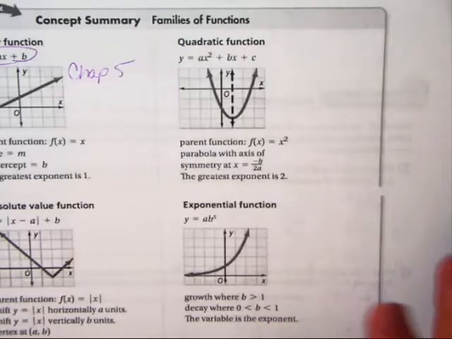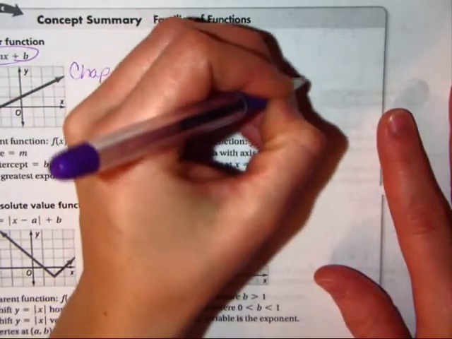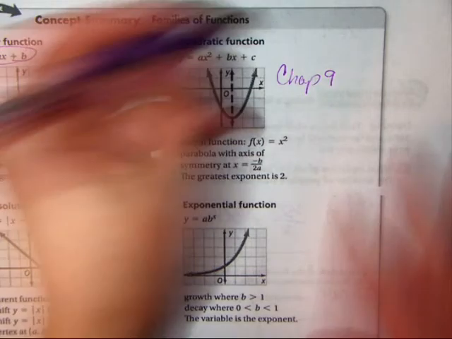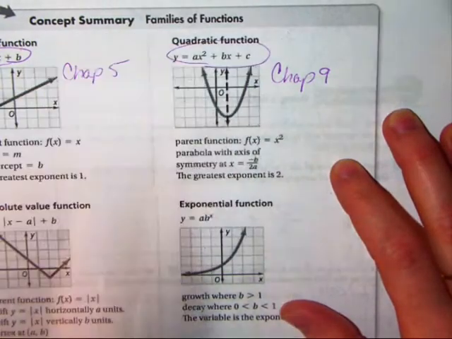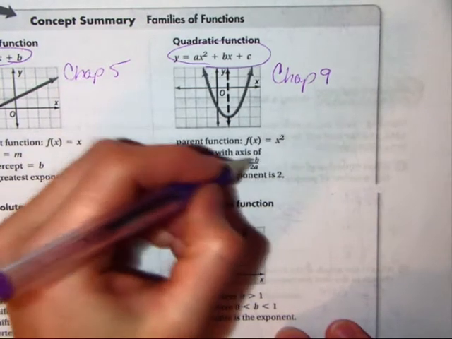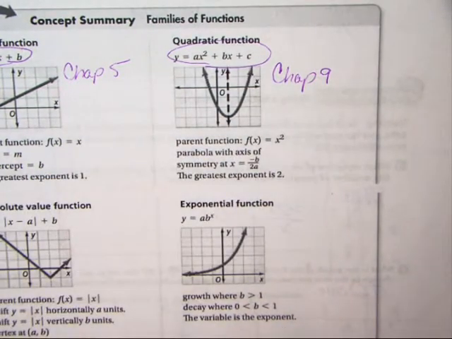Then you and I moved to chapter 9 together. In chapter 9, you learned about quadratic equations. We learned that they're called parabolas, and they have that formula. And you learned how to graph those. Remember how you had to do negative b over 2a?